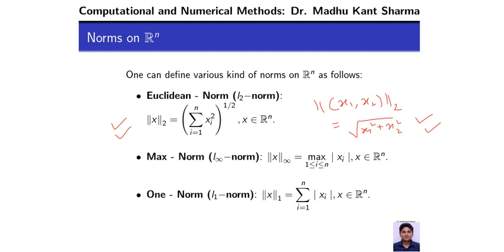Now the second norm we have seen is the L infinity norm. The previous one we'll also call the L2 norm. If instead of 2 here you replace it by P, it is called the P norm, which we will see later. The maximum norm is defined as: you take the magnitude of each entry and take the maximum over it. That will give you the maximum norm.